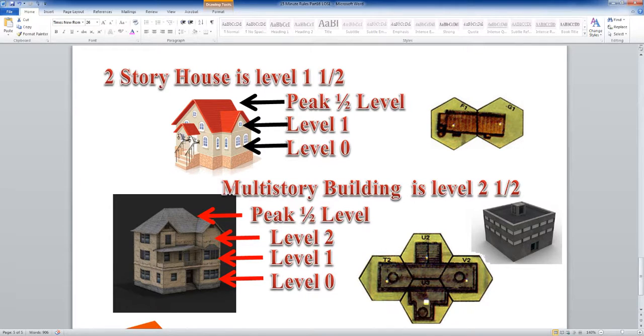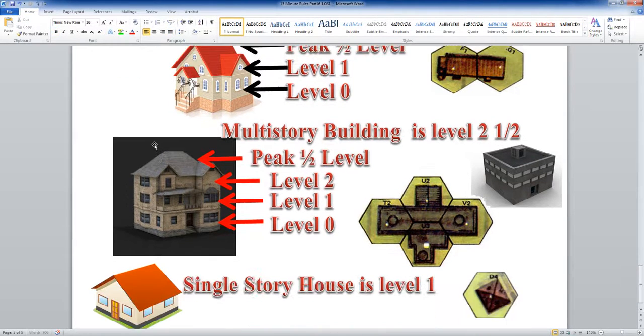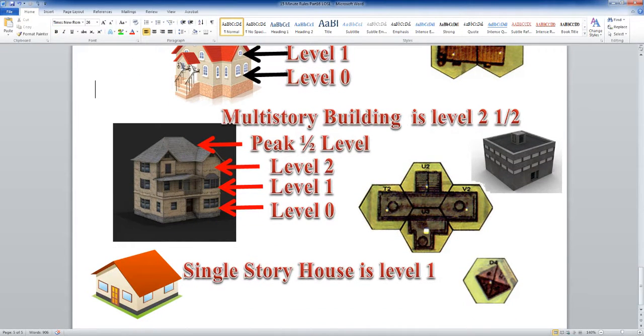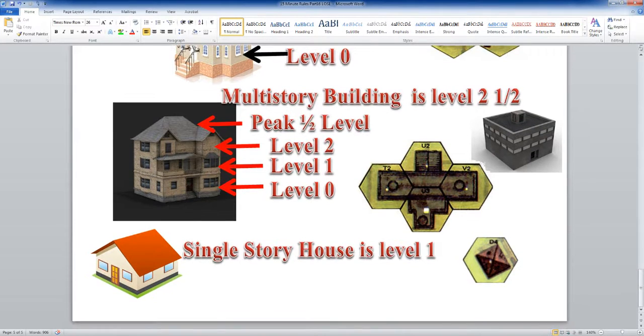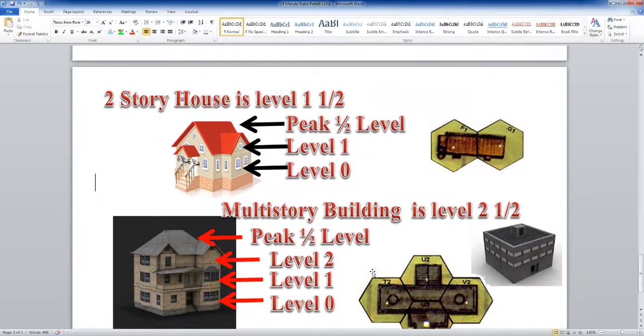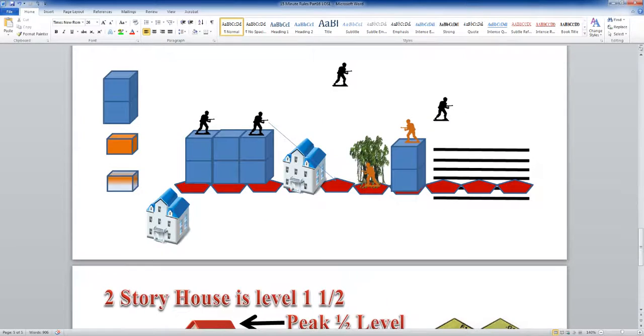Two-story houses, remember, crazy as it is, another little nuance in ASL, it's a level 1.5 obstacle. Multi-story buildings are going to be 2.5, and remember, we're talking about level 0, level 1, level 2, and of course that little peak or attic area, which is considered a half a level. And your single-story houses are all just level 1 obstacles. You don't have to worry about little halves or anything.